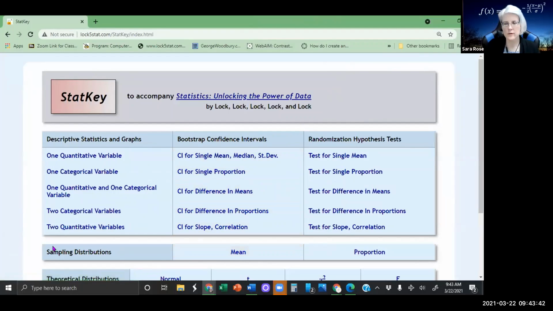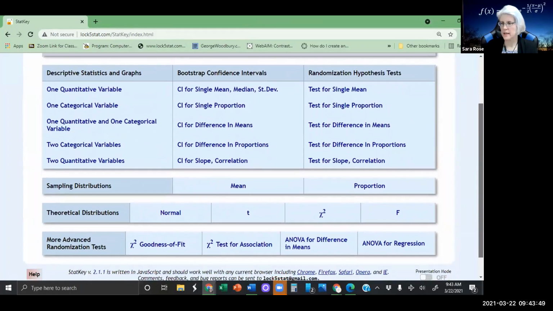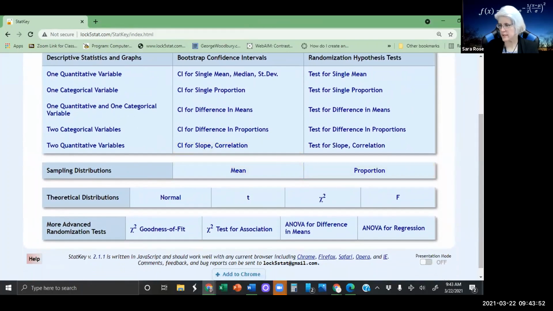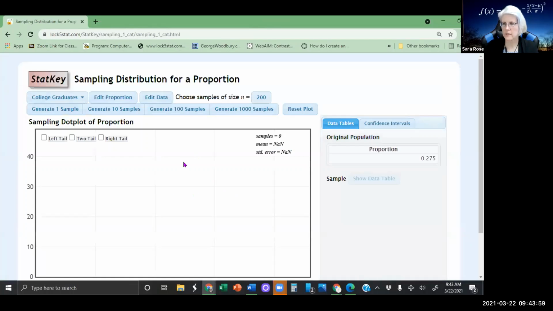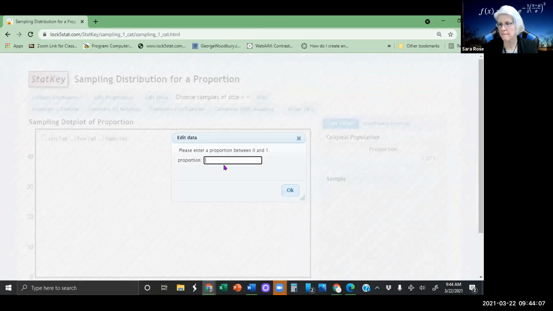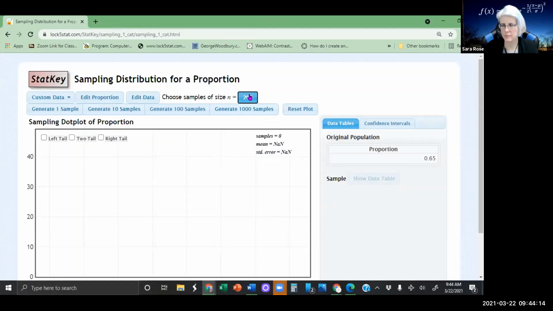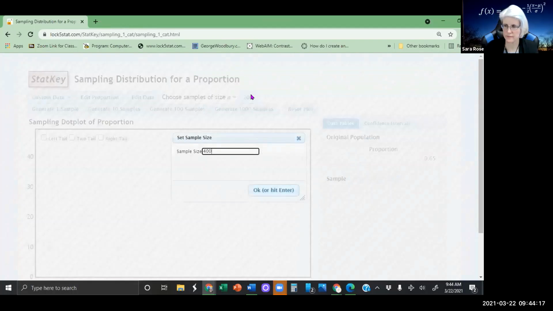Okay, and what we are going to look at right now is the sampling distributions. We haven't gone down here to look at these yet. Or actually, we have done the sampling distributions. I'm going to take you to the normal distribution in just a little bit. But let's look at a proportion. This is one they've given us. This is college graduates. We are going to edit the proportion. Okay, and our proportion is 0.65. Okay. And our sample size was 400.